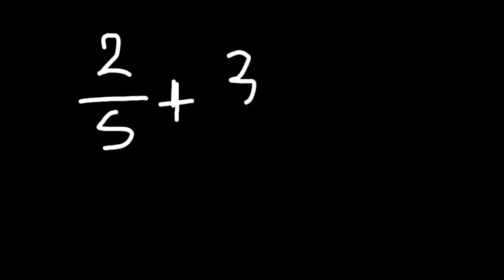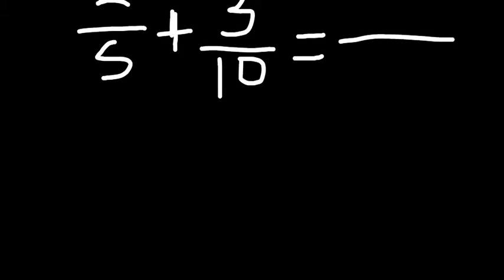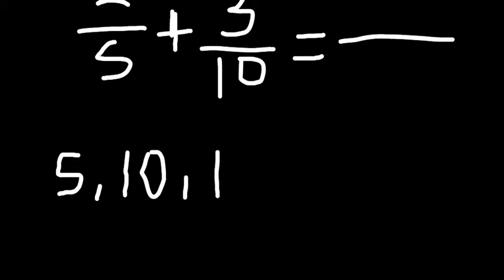What if you had 2 over 5 plus, let's see, 3 over 10? Okay, so they both have different denominators. Now we need to find the least common denominator. Remember the LCD? Alright, so all you need to do is find the list of numbers. What are the multiples of 5? 5 times 1 is 5, and 5 times 2 is 10, and 5 times 3 is 15, and 5 times 4 is 20, and I can go on, right?